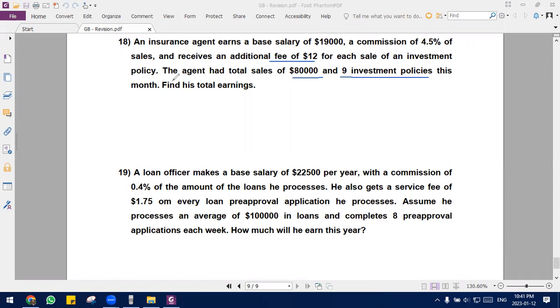Okay, now let's first find the commission. So this is for the commission. We have the sales, 80,000. He's not getting 80,000, by the way. This is the sales, okay? So he's getting only the commission of it, a very small part. We have 4.5% the commission. We divide it by 100, it will be 0.045. Now when you multiply them, you will get $3,600. So this is for the commission.